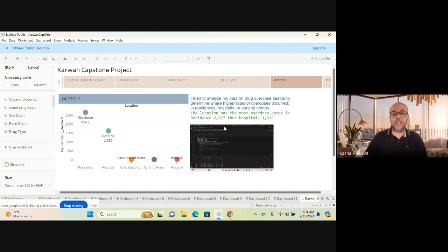The next slide shows I try to analyze my data on drug overdose death to determine where a high rate of overdose occurred: in residence, hospital, or nursing home. It shows here it happened in residence, 2,677. The next one in hospital, 1,626. And I did it in Python too. I have the same data here.